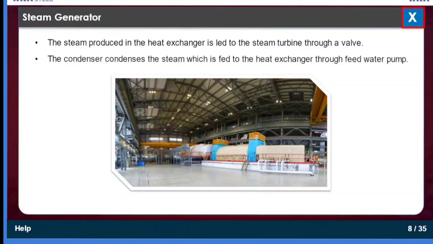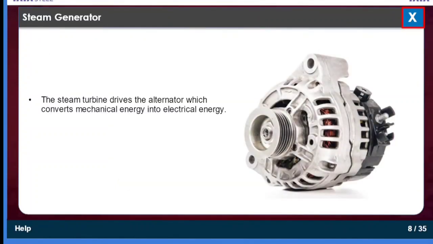The condenser condenses the steam, which is fed to the heat exchanger through a feed water pump. The steam turbine drives the alternator, which converts mechanical energy into electrical energy. The output from the alternator is delivered to the bus bars through transformers, circuit breakers and isolators.